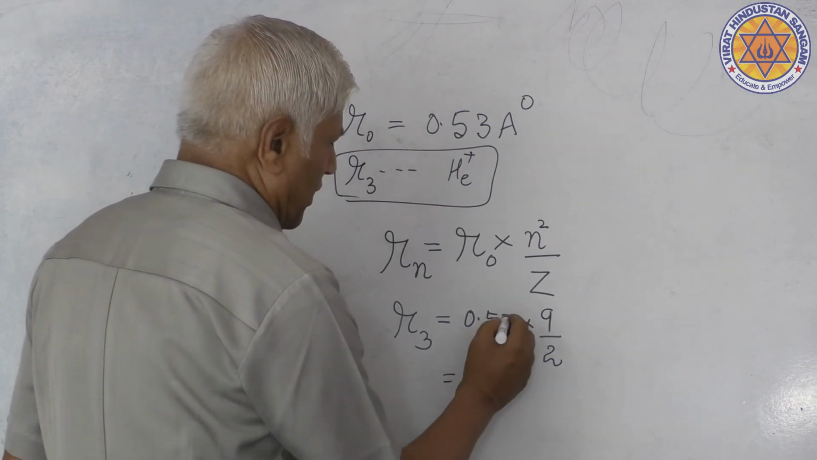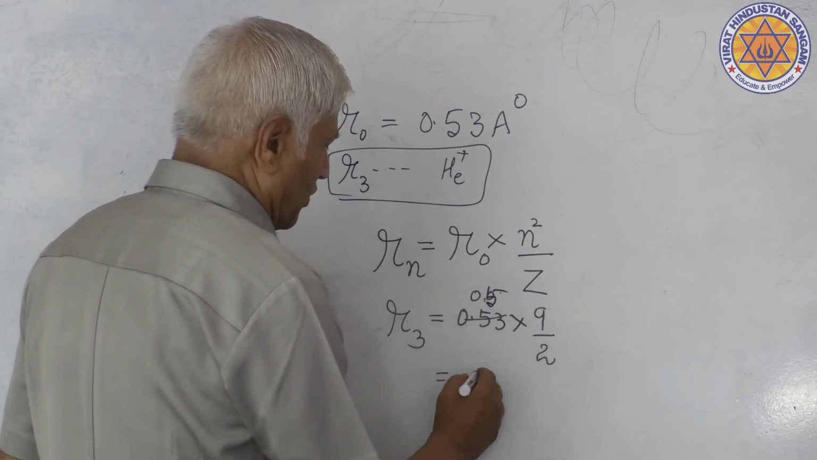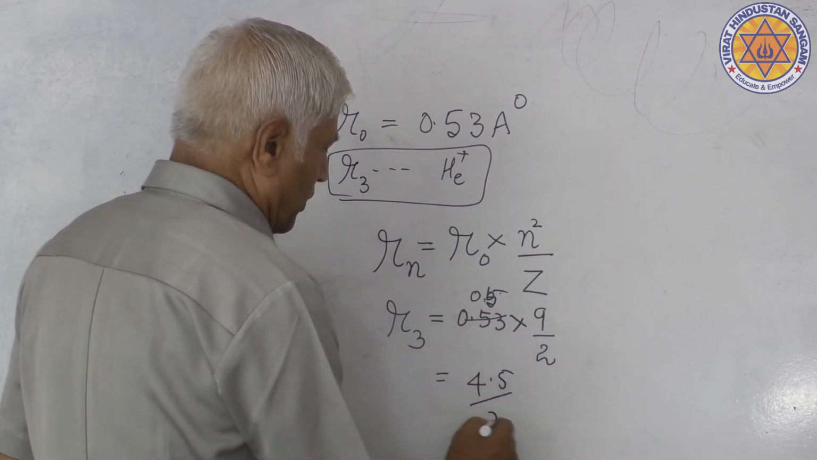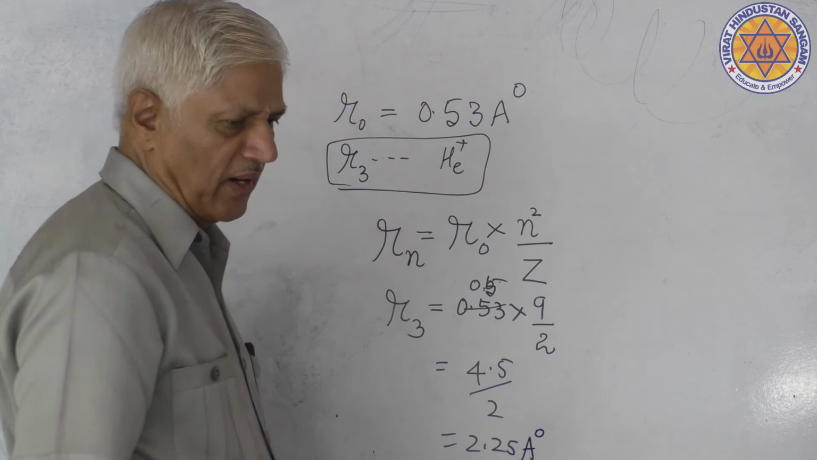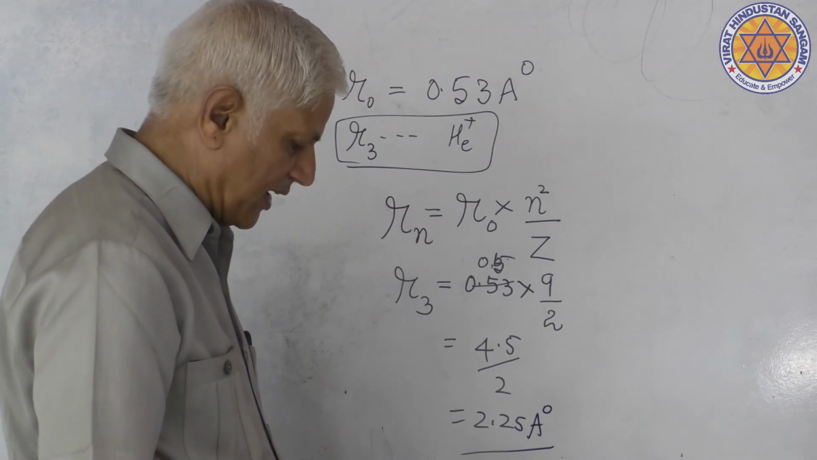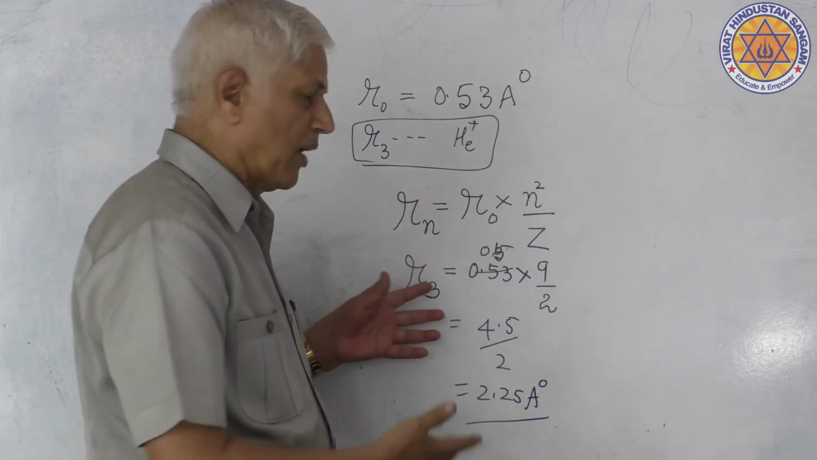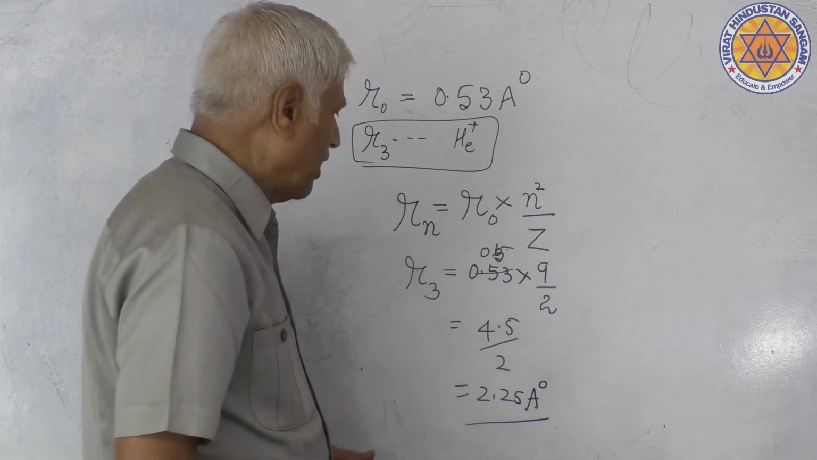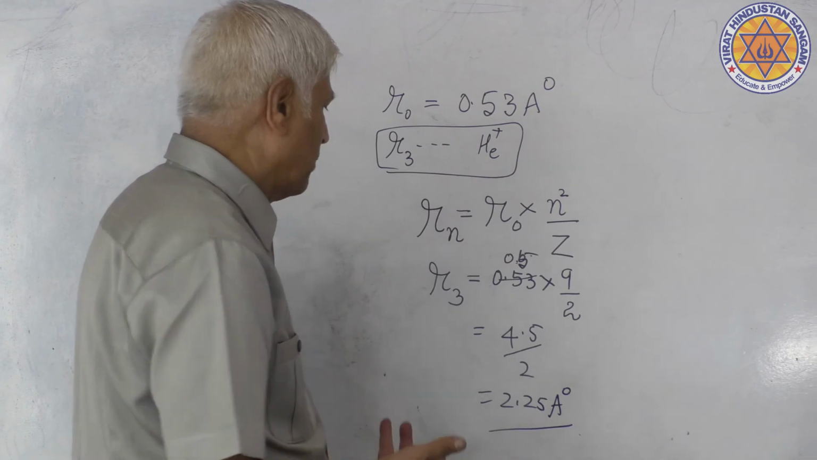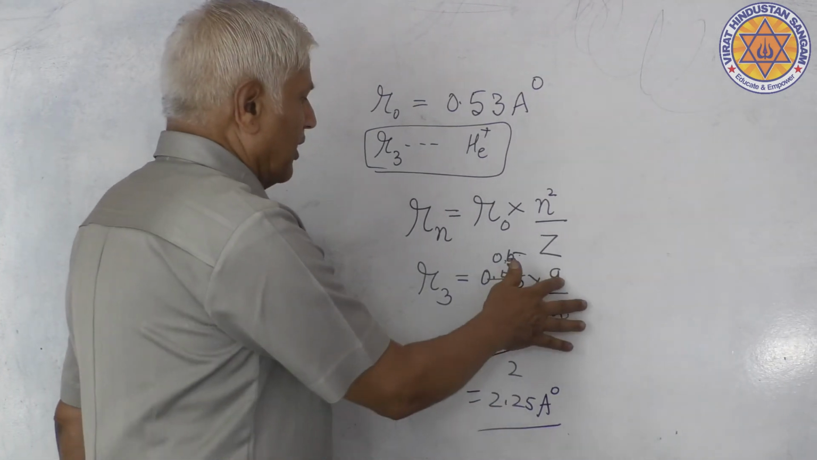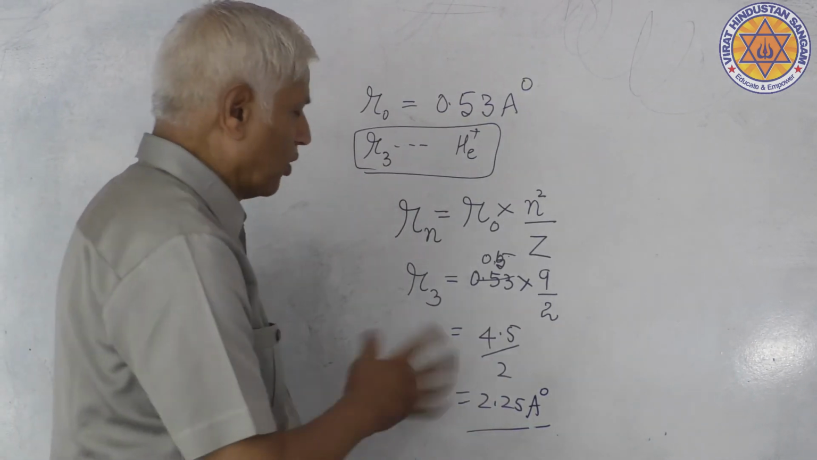Simplify this. Approximately I will take 0.53 as 0.5. 0.5 into 9 is 4.5, divided by 2 is 2.25. The answer should be close to 2.25 angstroms, and that is option D, 2.38 angstroms. This is how you must manage your exam also. You should not unnecessarily waste time multiplying 0.53 and so on. Take 0.53 approximately as 0.5. 9 into half is 4.5, divided by 2 is 2.25. The answer will be close to this.